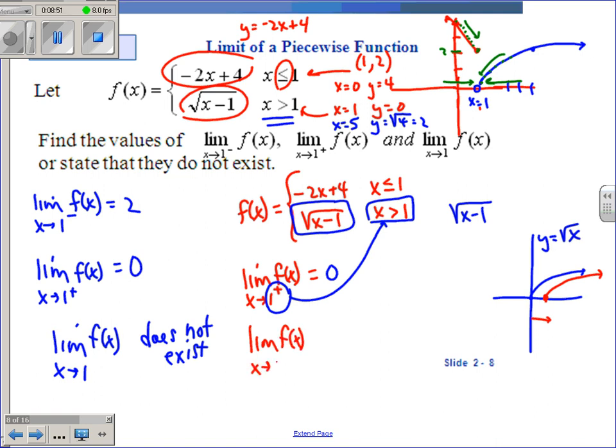as x approaches 1 from the left side, now I want to look at this and see, okay, I'm looking at just x values that are smaller than 1. Which of the two pieces apply? It would be this one, because the numbers smaller than 1 fit into that set. That means I need to use this to get the y value, y equals negative 2x plus 4. So put your 1 into that, and you come up with the answer of 2.